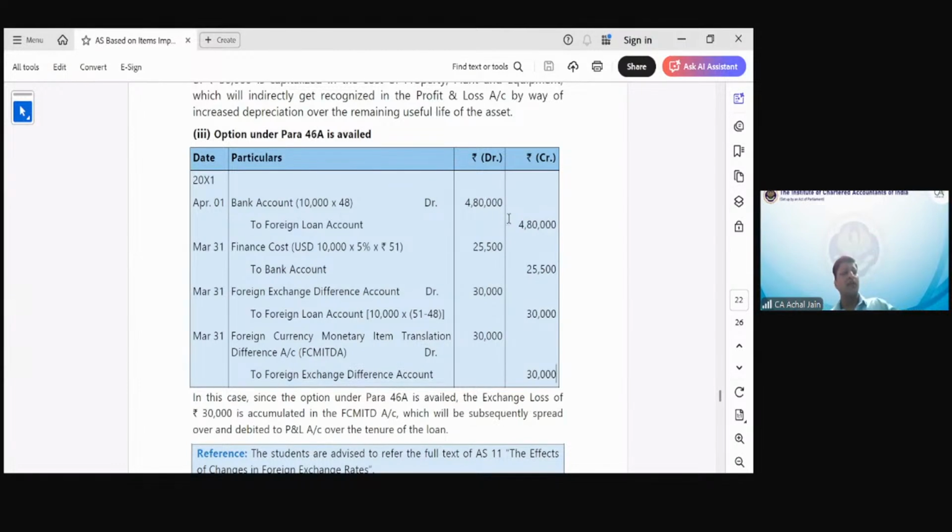Soumya is asking, sir, this foreign currency monetary item translation difference account, it's a separate item? Yes, it's a separate item. No, FCTR is different. This is different. Please remember your foreign exchange difference is different. FCTR is different. And this is the foreign currency monetary item translation account. See, there are 3 different concepts we have discussed, and for these 3 different concepts, you have 3 different accounting requirements. So they are not same.